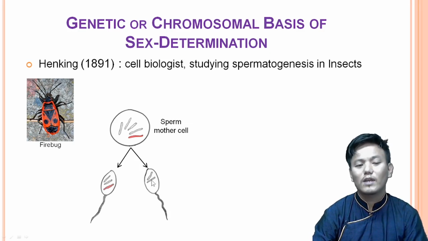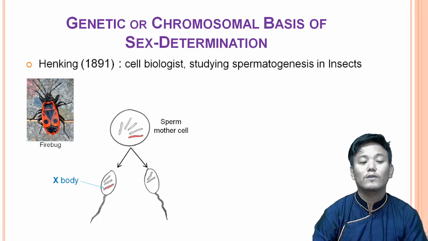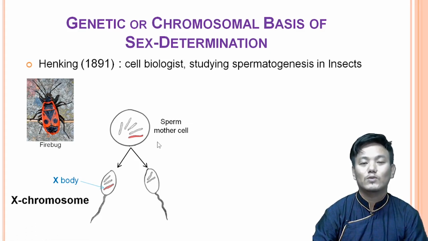But Henking was unable to explain the significance of this particular nuclear structure, so he just called it X body, X for unknown in mathematics, just like that. Later on, other cell biologists found out that this unknown structure was in fact a chromosome, and they called it X chromosome. So now you know how X chromosome got its name. The name was derived from the X body, which was the name given by Henking to this unknown structure.